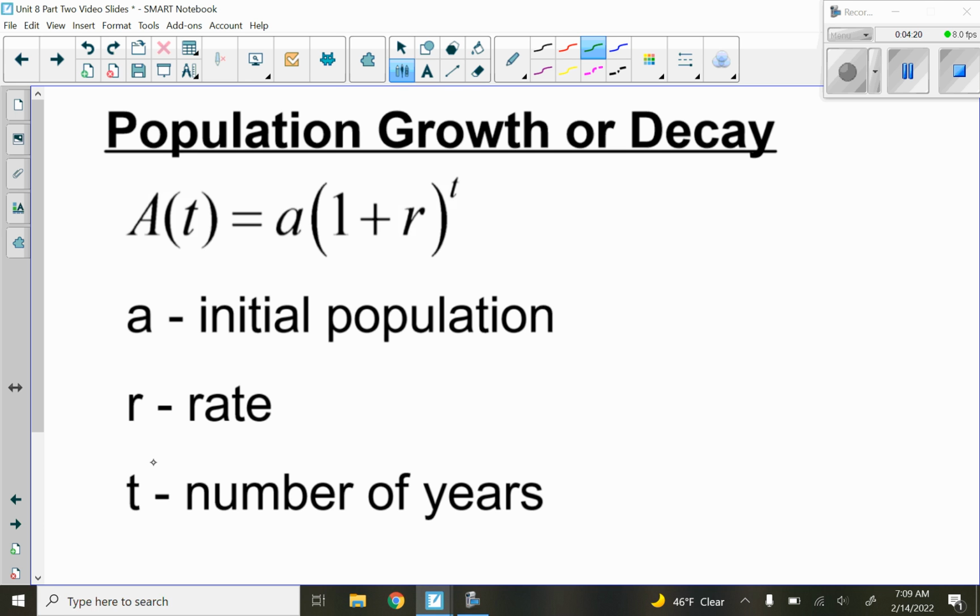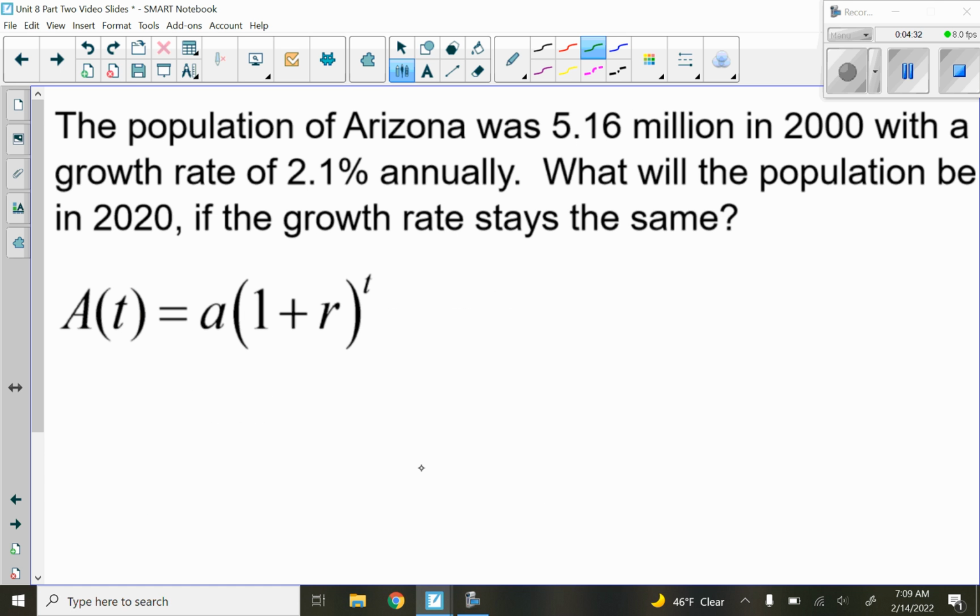So now when we're talking about specific populations, it's a very similar formula. The only difference is T, where T represents our number of years. So we have the population of Arizona was 5.6 million in 2000 with a growth rate of 2.1% annually. What will the population be in 2020 if the growth rate stays the same? So we have 5.6 million is our initial amount.